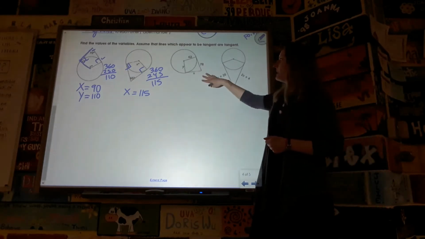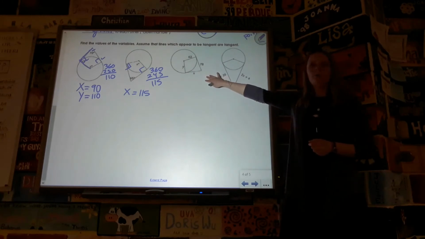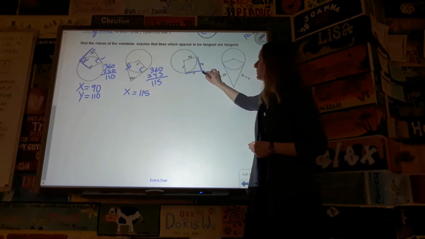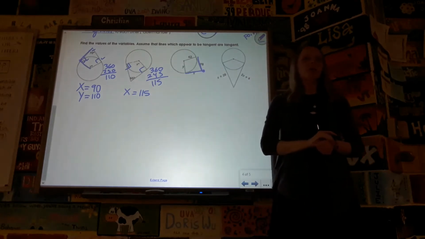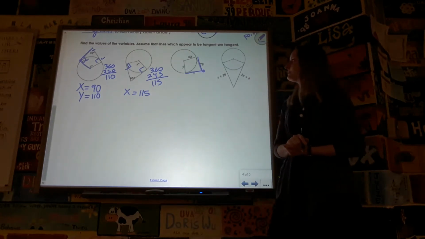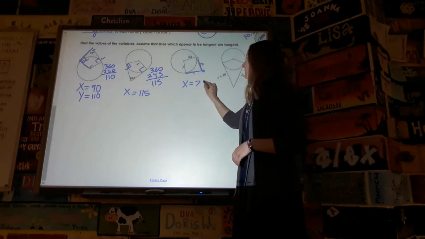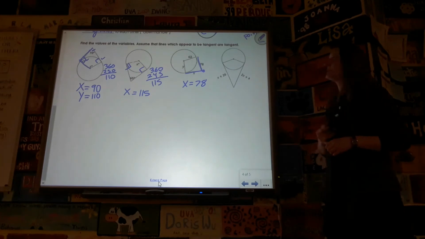Alright, now we're going to switch from angles and work with the clown hat rule. So this is a tangent, and this is a tangent coming from the same exterior point. So what would the length of x be? 78. Very simple. They're just equal to each other.